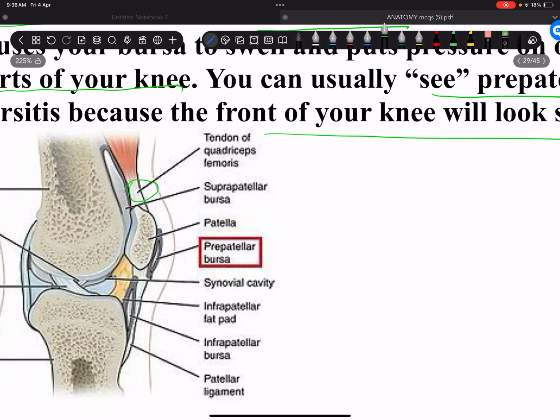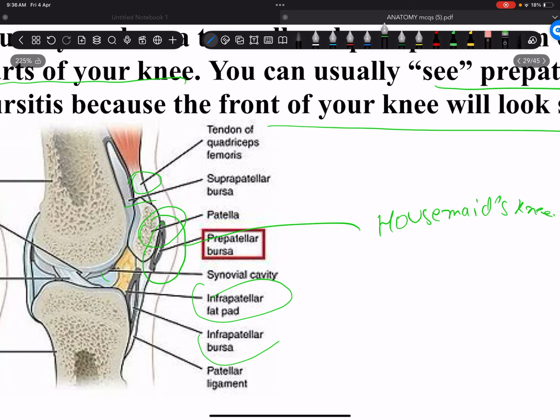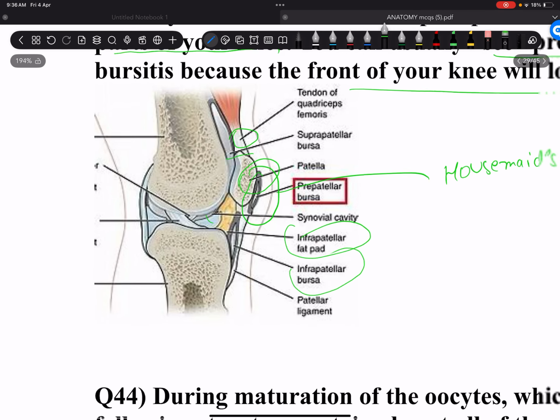This is the tendon of quadriceps femoris. This is the suprapatellar bursa. This is the patella, and here is the prepatellar bursa. This is known as housemaid's knee when it gets swollen. This is the synovial cavity, the infrapatellar fat pad, infrapatellar bursa, and patellar ligament.